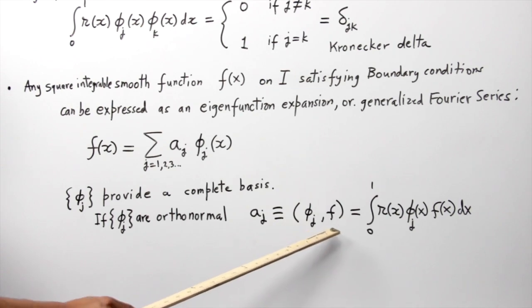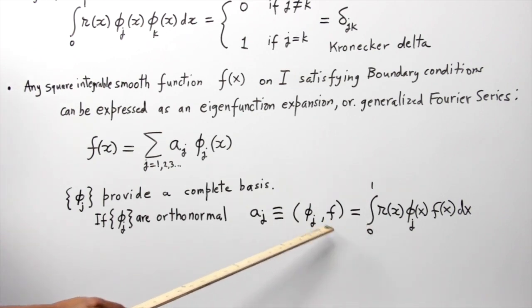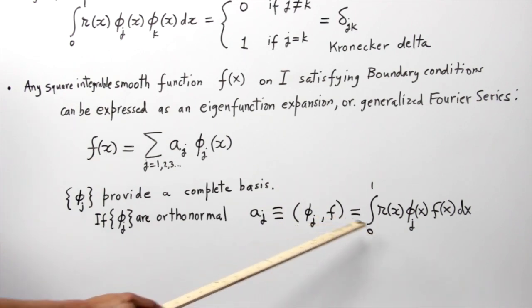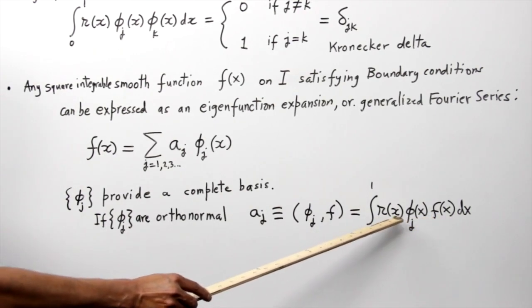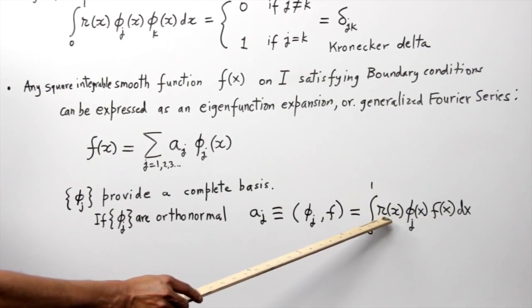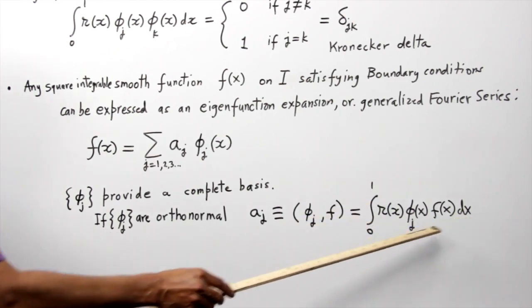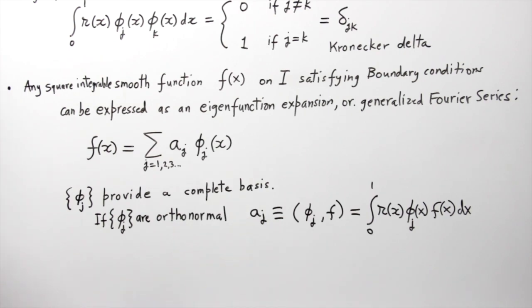And remember, we had defined the symbol here, and I'm reminding you what this notation means. It means take this function, put it here, take this function, put it here, multiply the product by this weight function r of x, which is a positive number, and integrate it over 0 to 1 and evaluate this number. And that number would be the value of a sub j.